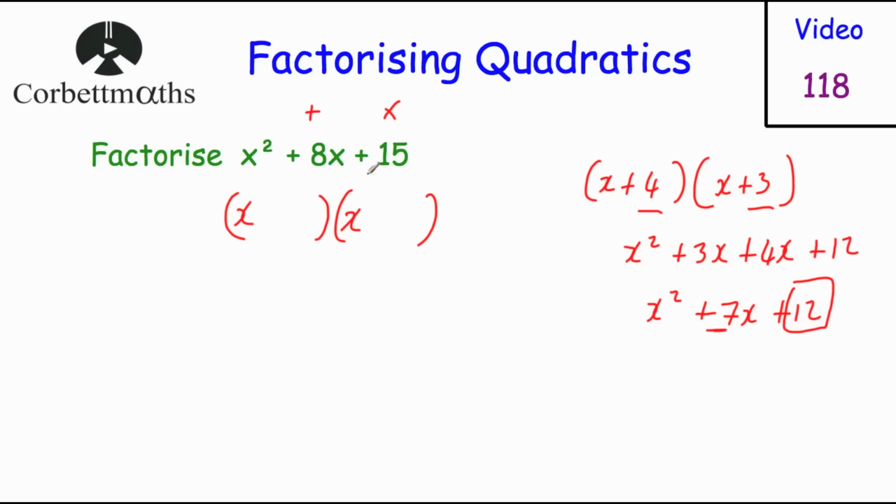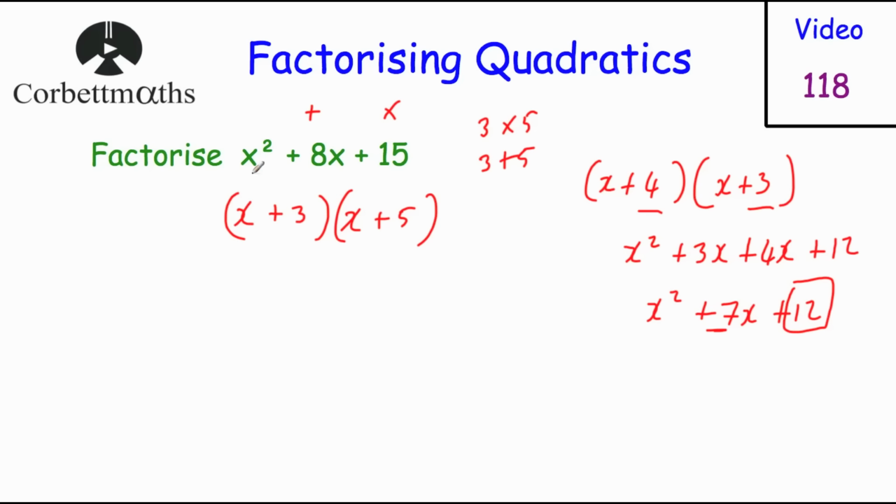So we want to find two numbers that will multiply together to give you 15 and add together to give you 8. Now, first of all, I'm thinking here it's going to be 3 and 5, because 3 times 5 is equal to 15, and 3 plus 5 is equal to 8. So let's just check it. If we had x plus 3 and x plus 5, if we expanded these brackets, we would get x squared plus 5x plus 3x plus 15. And the 5x and the 3x would add together to give you the 8x.